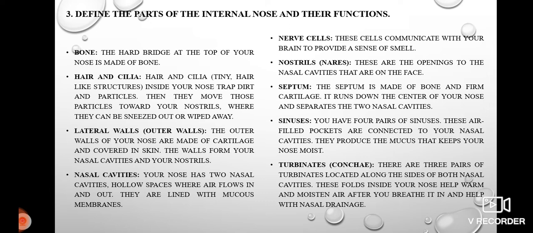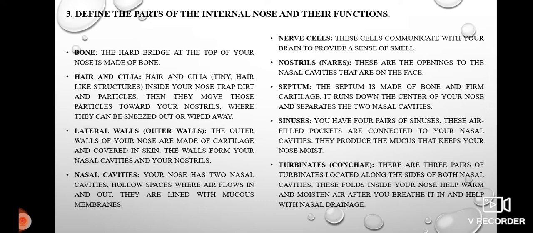So itong hair and cilia, kung dito sa ilalim ng ilong nyo, di ba merong mga buhok, kumbaga. Ito yung tumutulong sa atin para mag-trap yung mga dumi at particles na hindi natin madadala sa ating katawan. So ito especially ito yung tumutulong para makapagdaloy yung hangin ng properly at hindi pumasok yung mga dirt sa ating katawan.